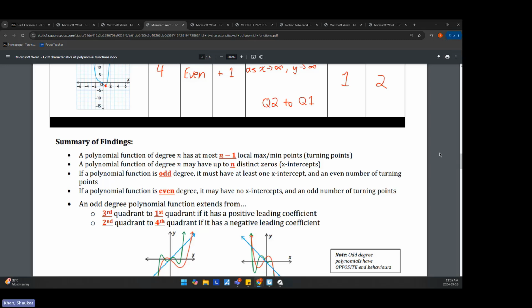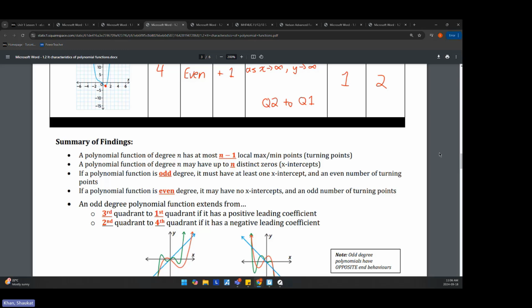And if it has at least 1 x-intercept, that doesn't necessarily mean that it's odd, it just means it's possible. Because remember, even degree functions can have a single x-intercept. For example, y equals x squared has 1 x-intercept, but x squared is an even degree. So just don't think that, oh, it has 1 x-intercept, it has to be an odd degree. No, just be careful with that, okay?